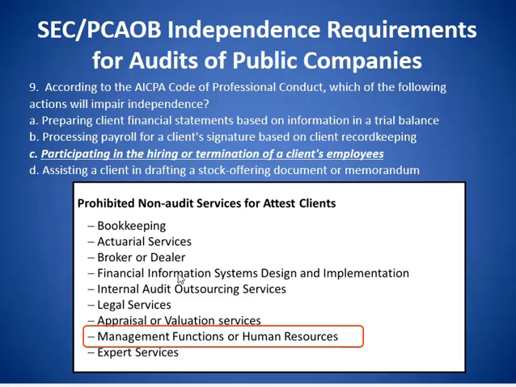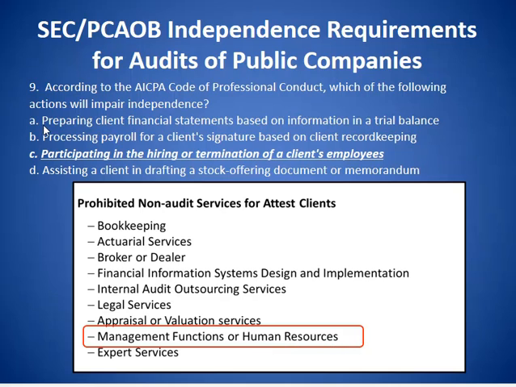Okay, number 9, according to the AICPA Code of Professional Conduct, which of the following actions will impair independence? And we can see in this case the answer would be C, participating in the hiring or termination of a client's employees. And you can see this under the list of prohibited non-audit services for attest clients, where we have management functions or human resources.